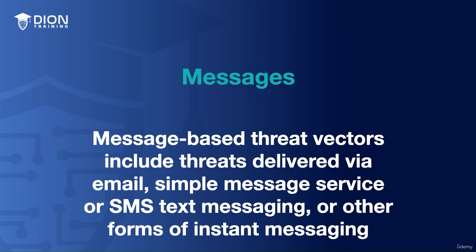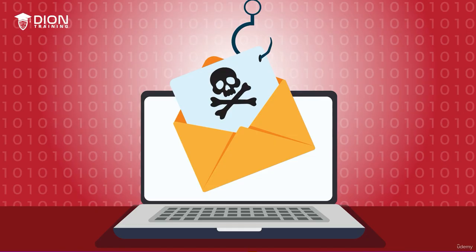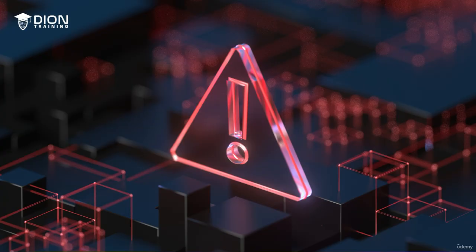First, we have messages. Message-based threat vectors include threats delivered by email, short message service or SMS, or other forms of instant messaging. Phishing campaigns are commonly used as a part of a message-based threat vector where an attacker impersonates a trusted entity to trick its victims into revealing their sensitive information to the attacker. These messages can also contain malicious links or attachments to try and install malware, trojans, and viruses on a given system or network.